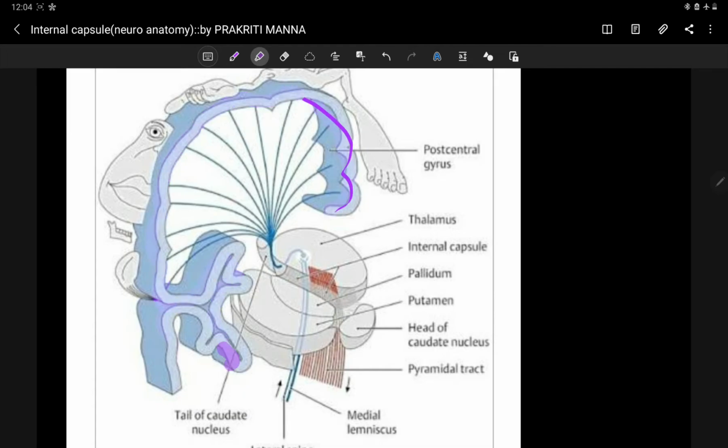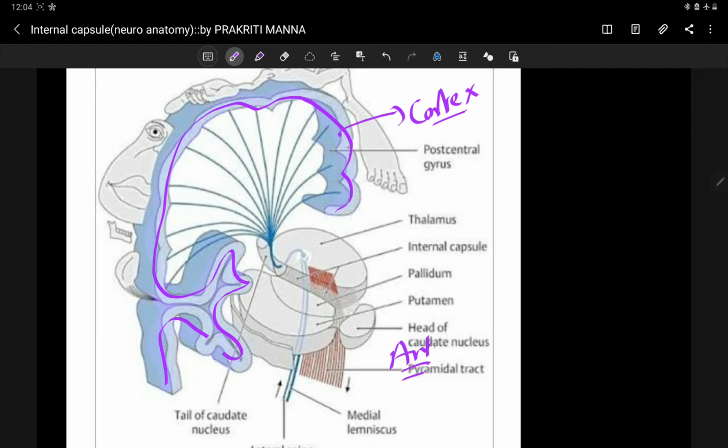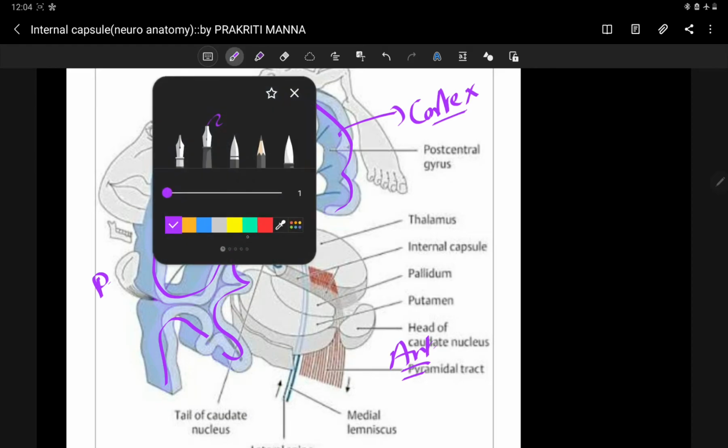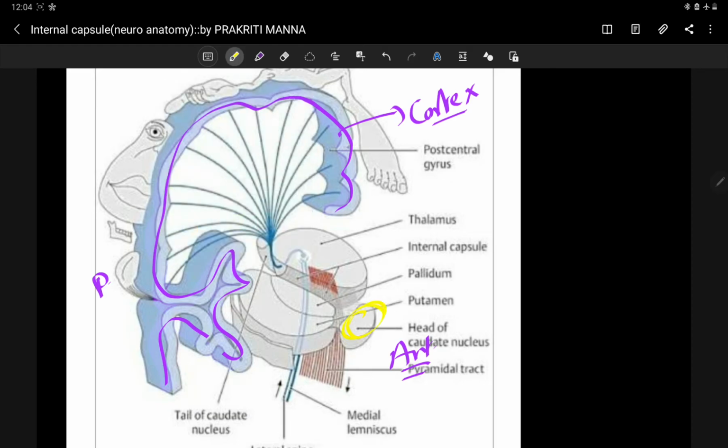Okay, so this is cortex, which I highlighted. This is your cerebral cortex, and this is your anterior view for this diagram, and this is the posterior view. Anteriorly you can see caudate nucleus, and also you can see here thalamus.